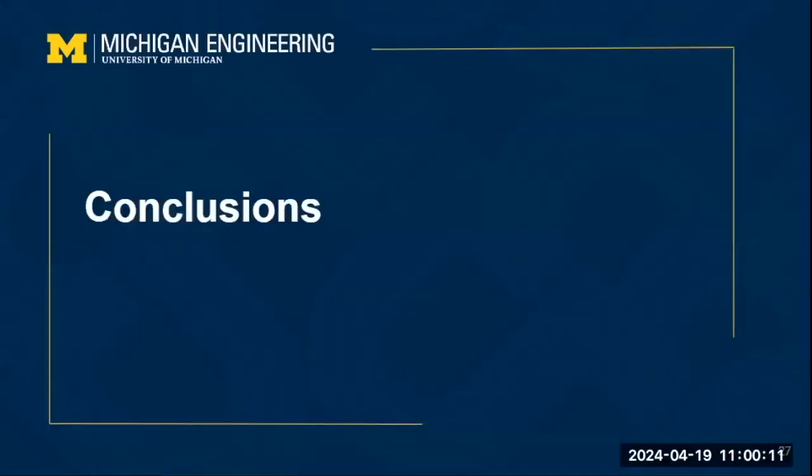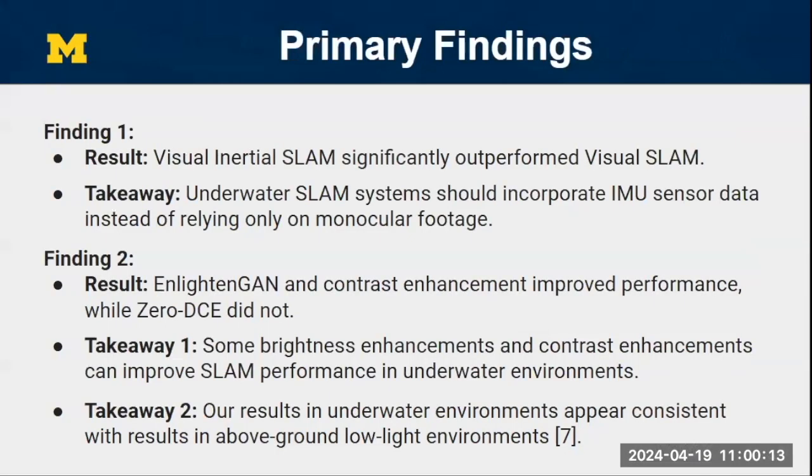Now I'll discuss the conclusions shown by our results. First, Visual Inertial SLAM significantly outperformed Visual SLAM. This demonstrates the difficulty of estimating trajectory from only monocular visual input and underscores the importance of utilizing all available sensor data when running SLAM, particularly in underwater environments where the images have very poor visibility.